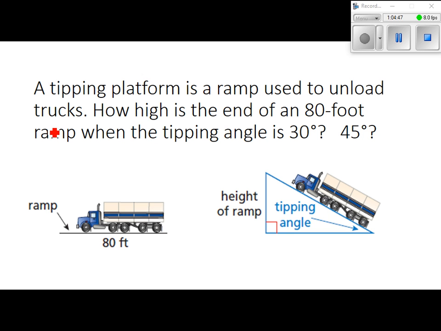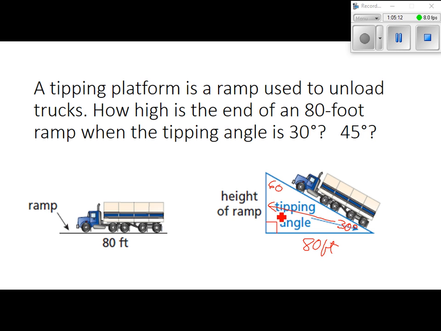How high is the end of an 80-foot ramp when the tipping angle is 30 degrees? So this tipping angle right here is 30 degrees. The ramp is 80 feet. That means along the bottom down here it's 80 feet. Well, if this is 30 degrees, what kind of triangle is that? 30, 60, 90. So that's 60 there.